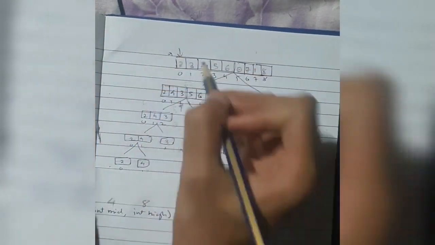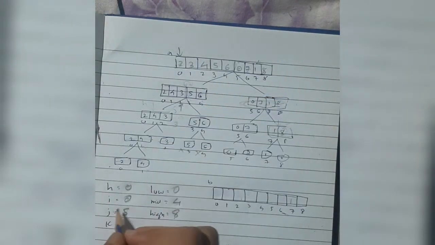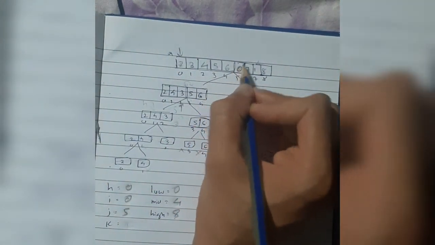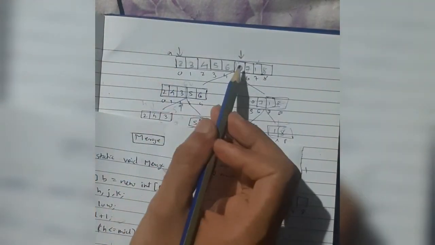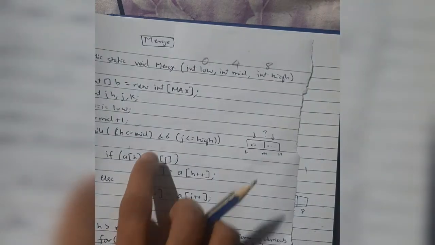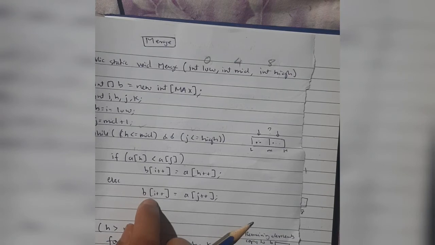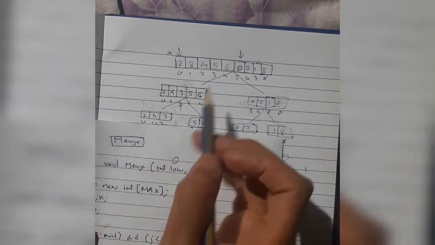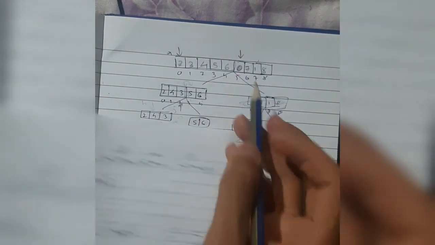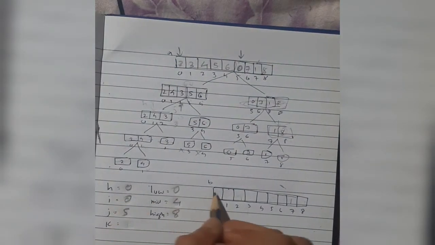2. 2 is getting compared, observe carefully, with A of J. What is J? J is 5. So A of J means A of this one. These both are getting compared. Which is smaller, 2 or 0? 0 is smaller. So 0 is smaller means we'll go with the else condition. In the else condition, in B of I what should be there? A of J. A of J means A of 5, which is 0. So 0 should be in this part, B of I.